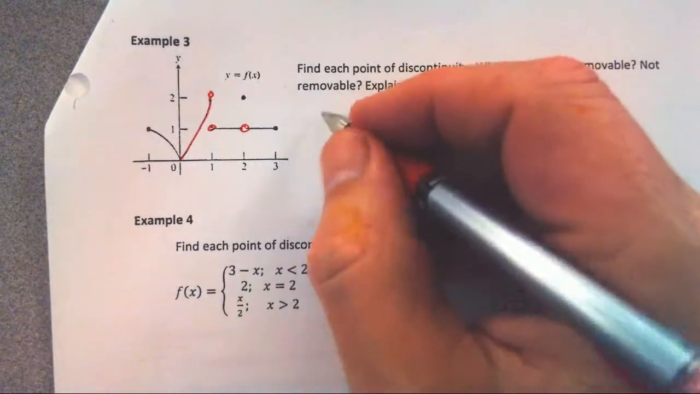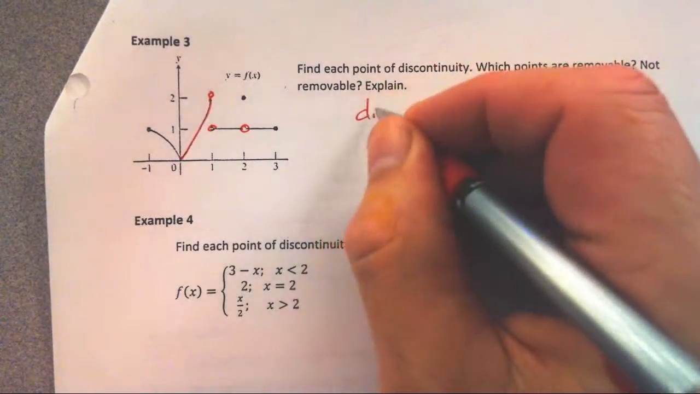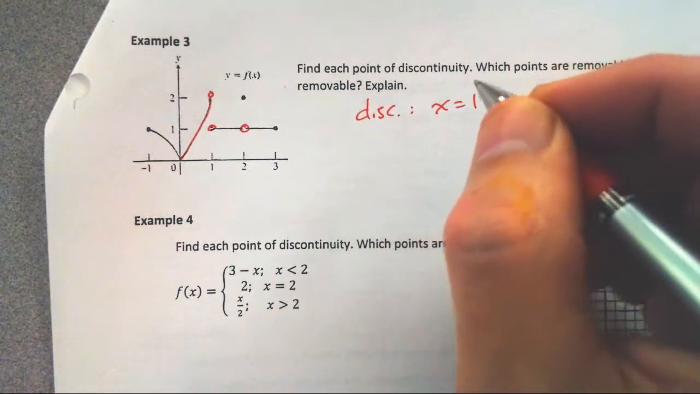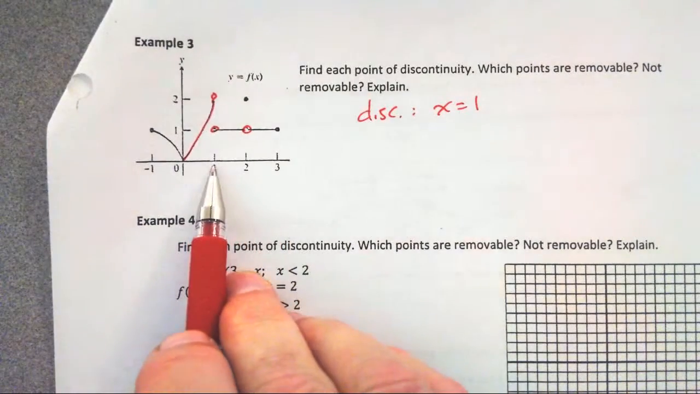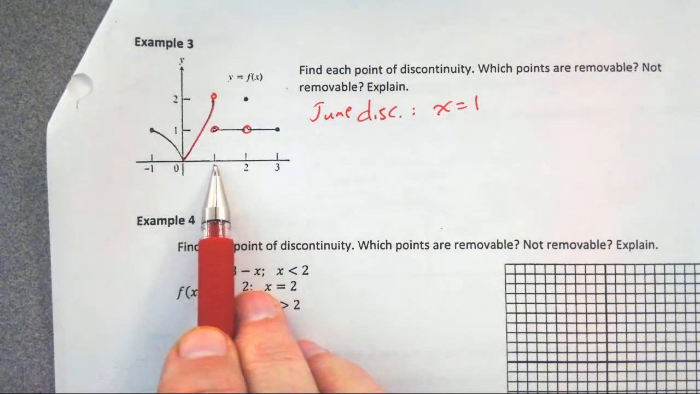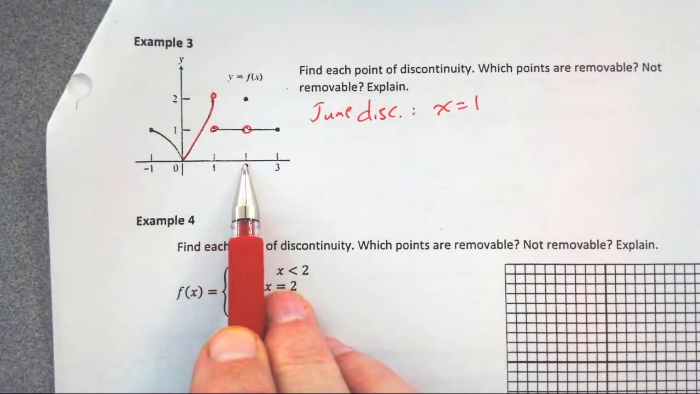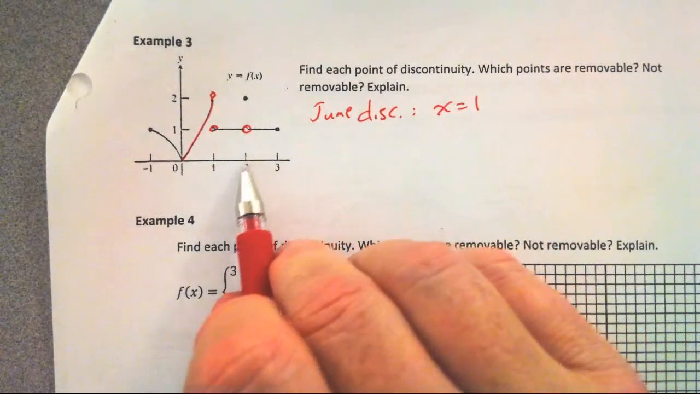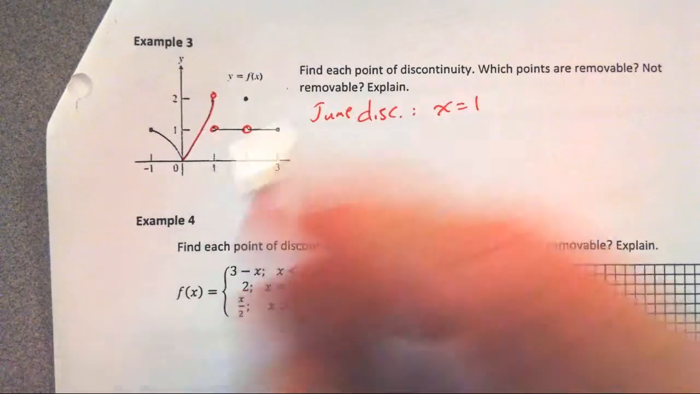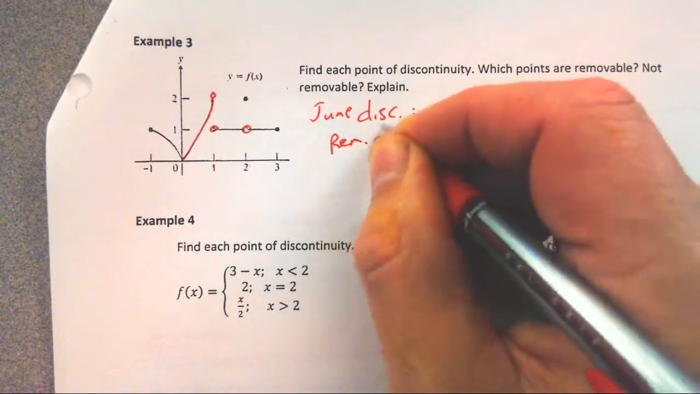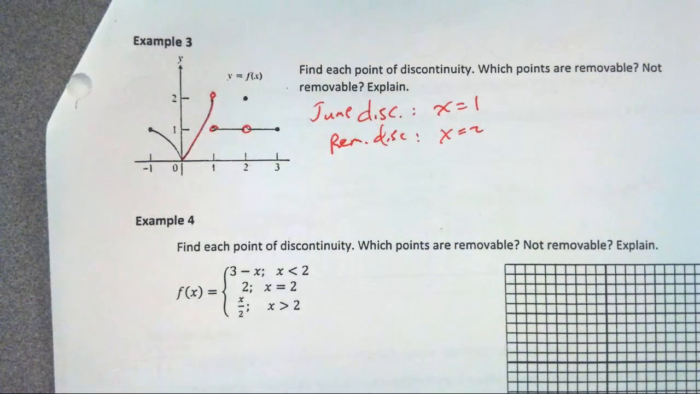Yep. So let's see, discontinuity. We have discontinuity at x equals 1. What kind of discontinuity? Jump. All right, I'm going to continue from there. Stop. Right? At x equals 2. At x equals 2, what kind of discontinuity? Removable. X equals 2. Removable discontinuity. Okay?